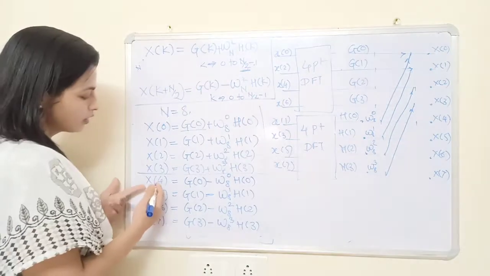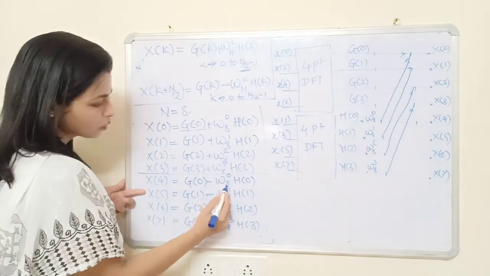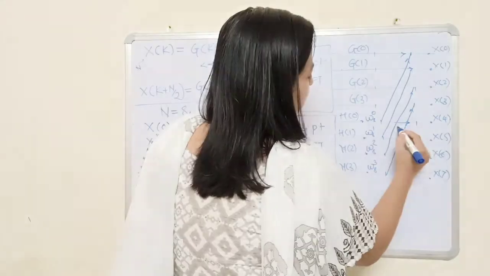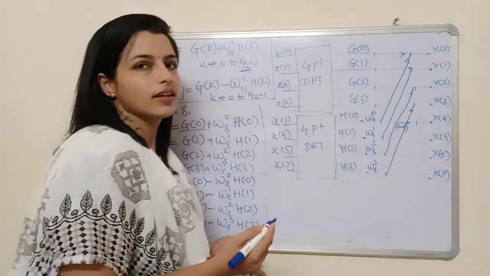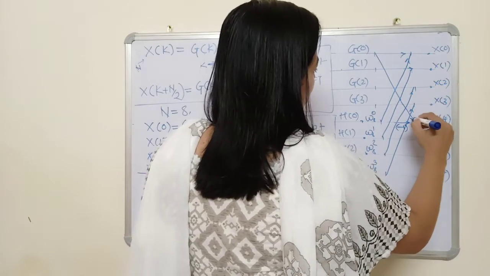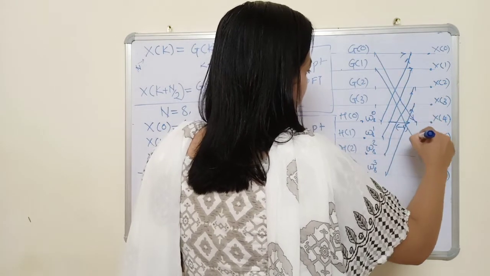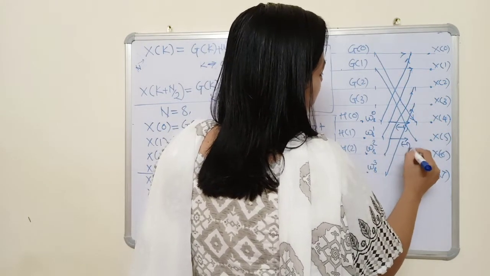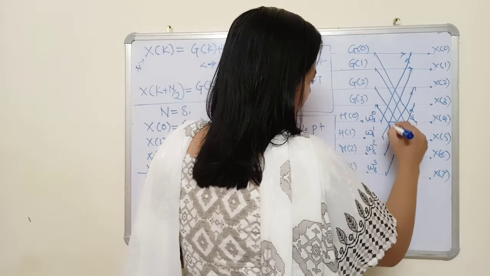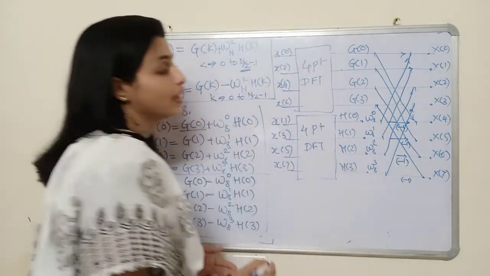For the next point, x of 4, we need G of 0 minus omega 8 0 h of 0. G of 0 minus this. So we need a minus sign here. So let us take a minus sign here like this and connect this line to this. This is coming downwards. Similarly, you can calculate x of 5. Here also you will need a minus sign. Similarly, you can calculate x of 6 and x of 7. Every time you need a minus sign multiplying it.